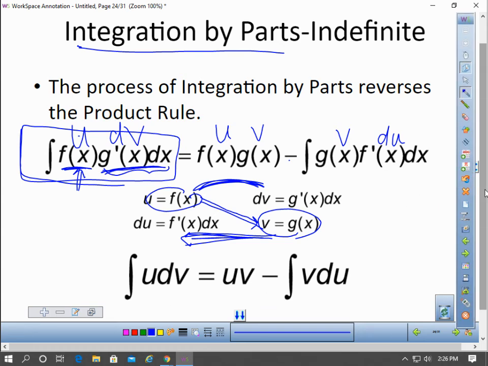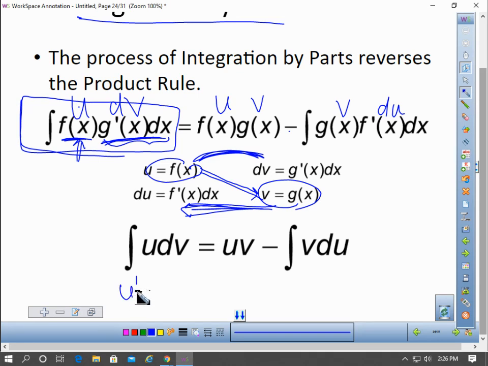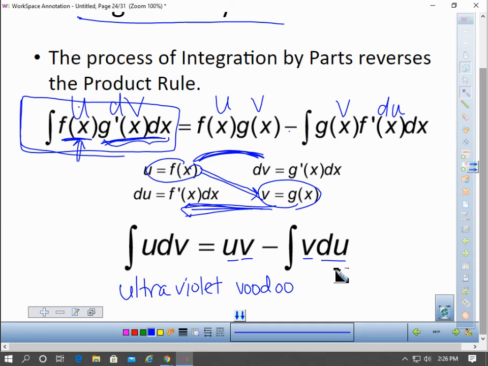And this is the strange part, this is called ultraviolet voodoo. That's what it's called. All right, ultraviolet voodoo. So it's UV minus the integral of V du. Once you get these four statements up here, your answer is U times V minus the integral of V times the du.